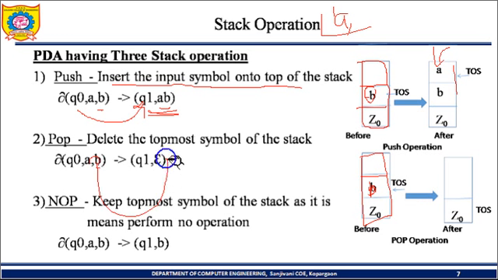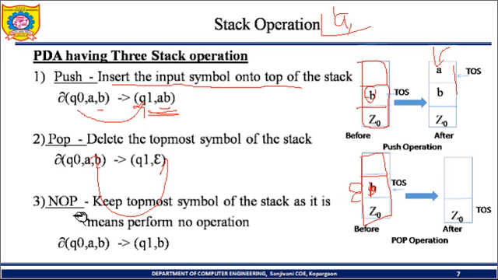So B is replaced with epsilon. Once we replace B with epsilon, the stack will be like this, consisting of only Z0, and the top of the stack is decremented by 1. So the top of the stack is pointing towards Z0. Now the third operation is no operation, or NOP.